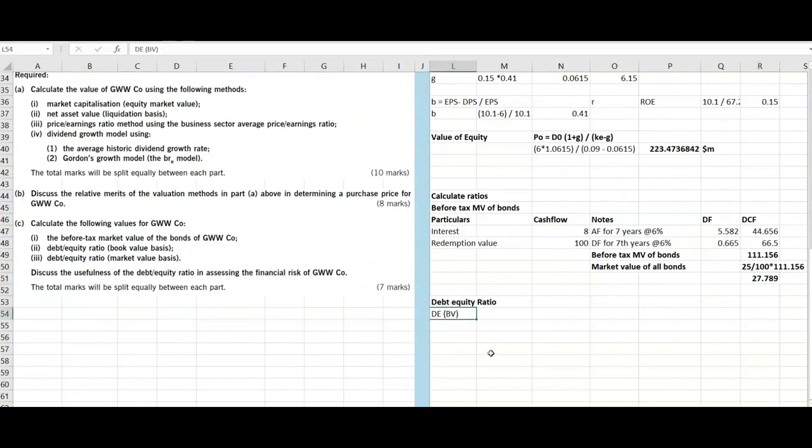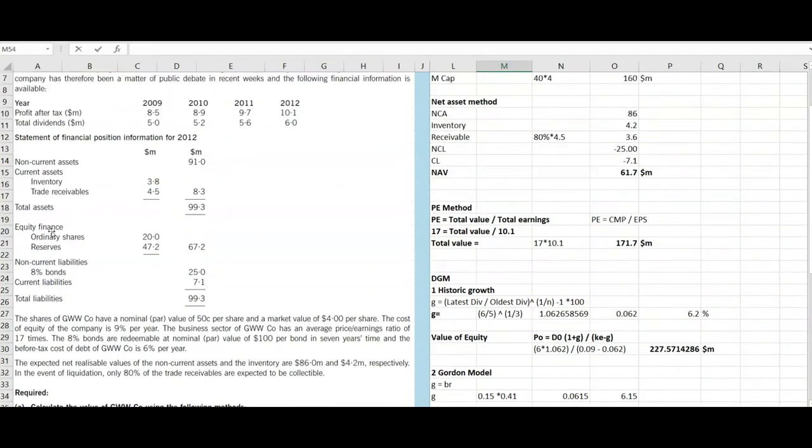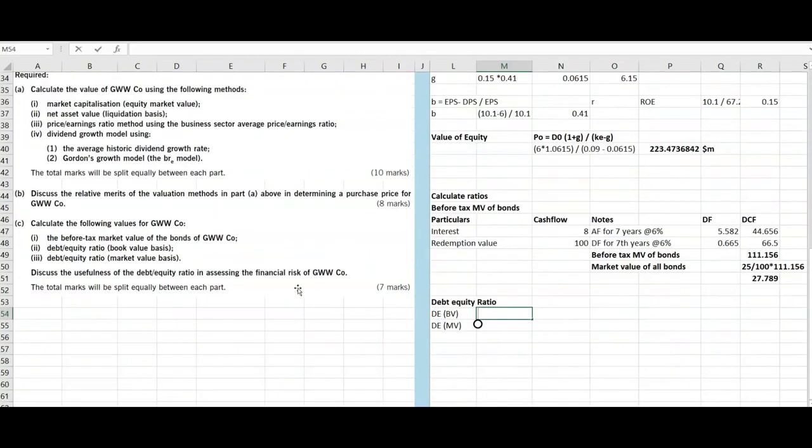So now we'll move on to the next part, which is the debt equity ratio. We have to have two methods. One is the book value and the other is market value. Book value is very simple. So we can get the book value here. Debt value is 25 and equity value is 67.2. So we can easily get 25 divided by 67.2. This will give us the answer. So this is the ratio here.